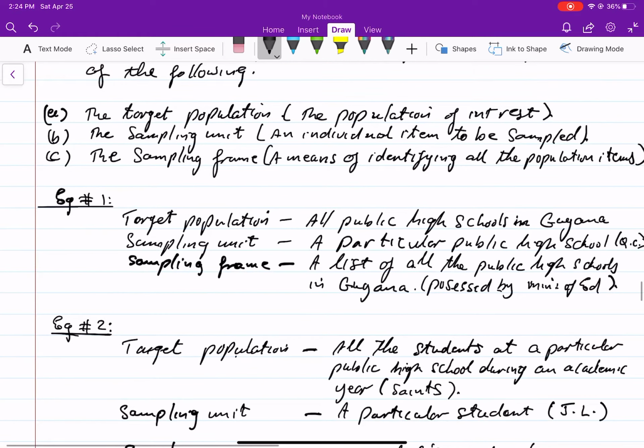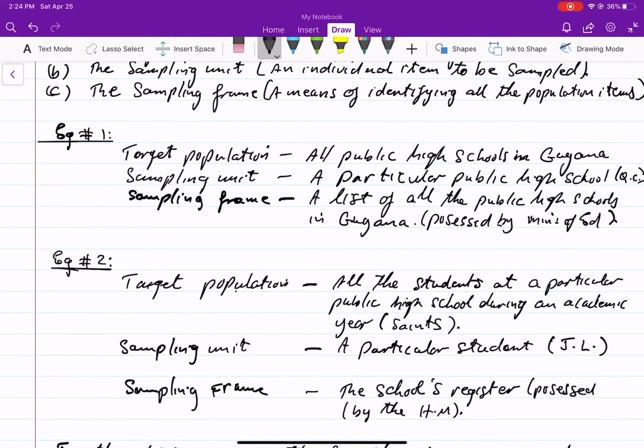And I gave 2 examples here. First example is, let's say my target population is all the public high schools in Guyana. My sampling unit would be a particular high school. A particular high school. And I just picked QC, Queens College, just by chance. So one particular high school out of all the public high schools in Guyana, that would be a sampling unit. The sampling frame would be a list of all the public high schools in Guyana. And that list should be possessed by the Ministry of Education. They better have it. They better know how many high schools they have. Right? Target population, sampling unit, sampling frame.